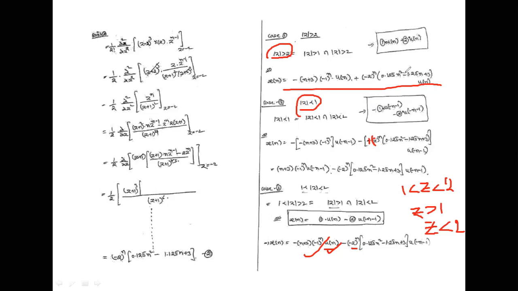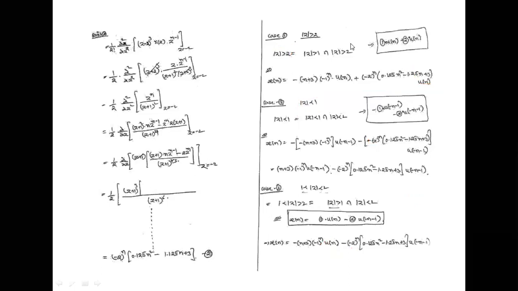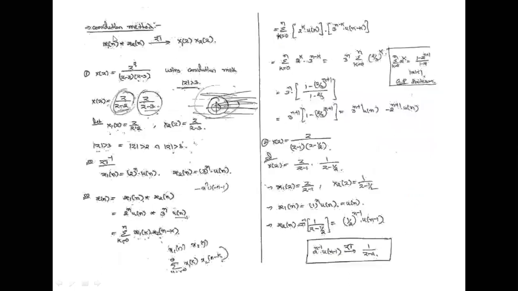1.125. This is a modified one, my dear student. And this is also 1. Got it? Then you go for the next one.